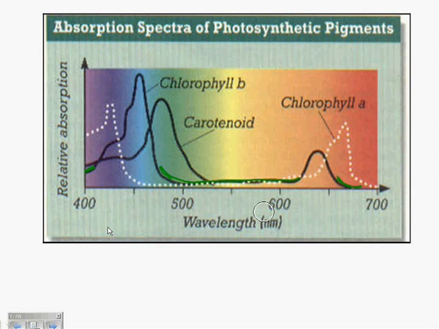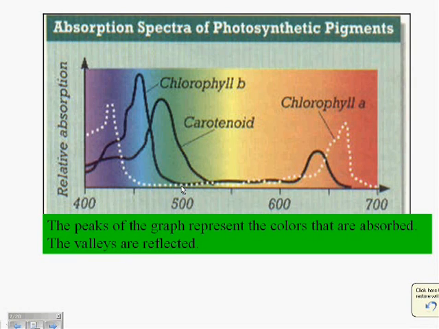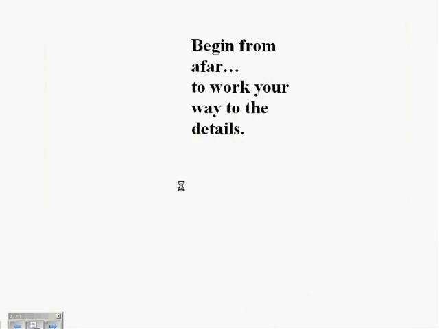Now let's look at carotenoids. Now what do we have reflected here in carotenoid? We've got yellows and reds. What does yellow and red make? Orange. Carotenoid, just like a carrot. That's the kind of pigments that you see in carrots. The peaks of the graph represent the colors that are being absorbed. The valleys are what are reflected.